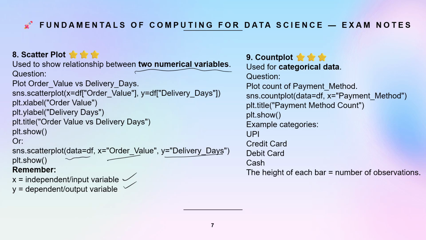Similarly, count plot is used for categorical data. Suppose we have to plot count of payment method, so you use count plot for that. Examples of some categories could be UPI, credit card, debit card, cash. The height of each bar is equal to the number of observations they have. This is important.